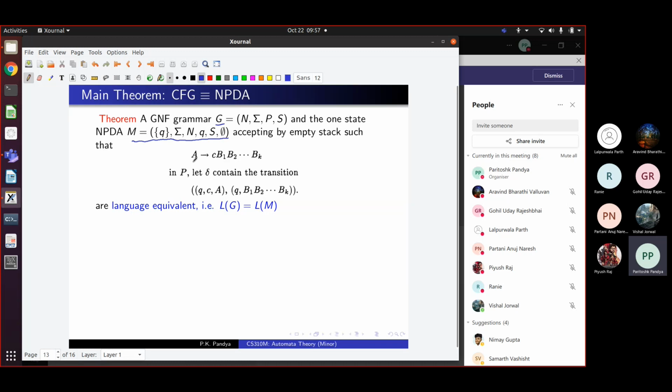If there is a rule in the Greibach normal form grammar which says non-terminal A goes to terminal C followed by a sequence of non-terminals B1 to Bk, in my automaton I will have a rule which says the following: from the unique state Q, on consuming letter C and reading letter capital A on the stack, I will replace this capital A by this string. I will consume this C from the input string and replace A by B1 to Bk. For every rule like this in the grammar, I will add a transition like this in my push down automaton, and that is how, given the grammar, I will construct my push down automaton.